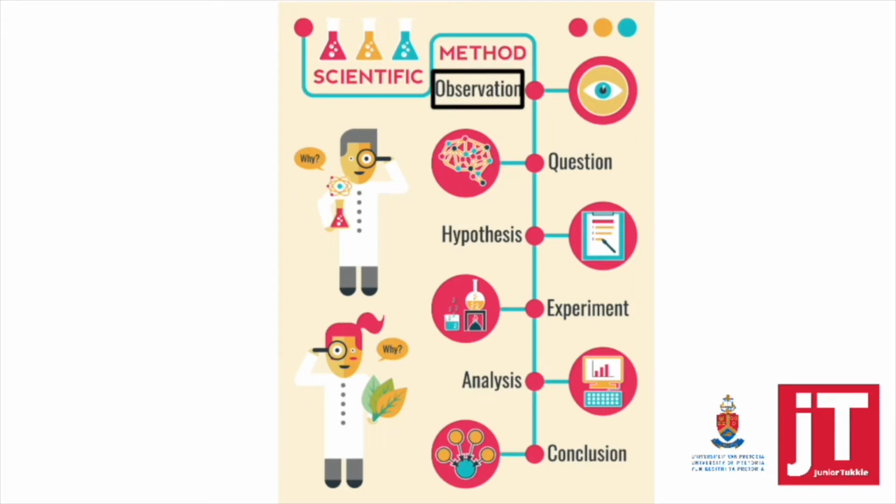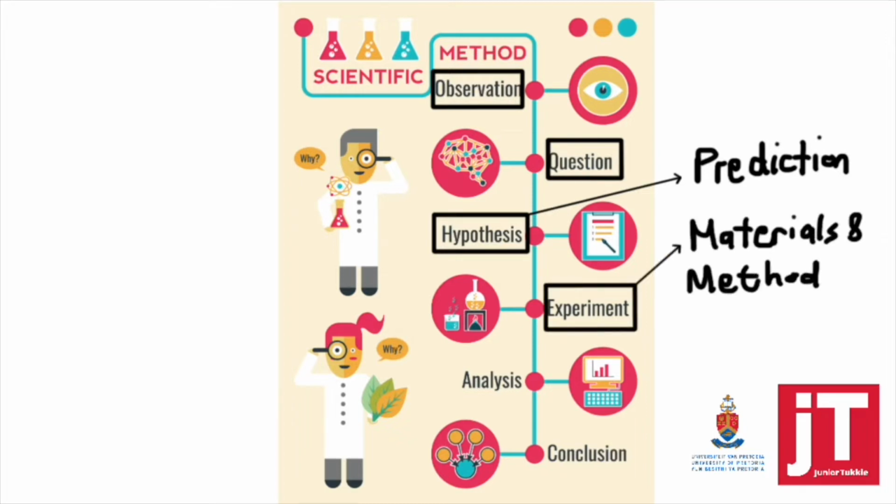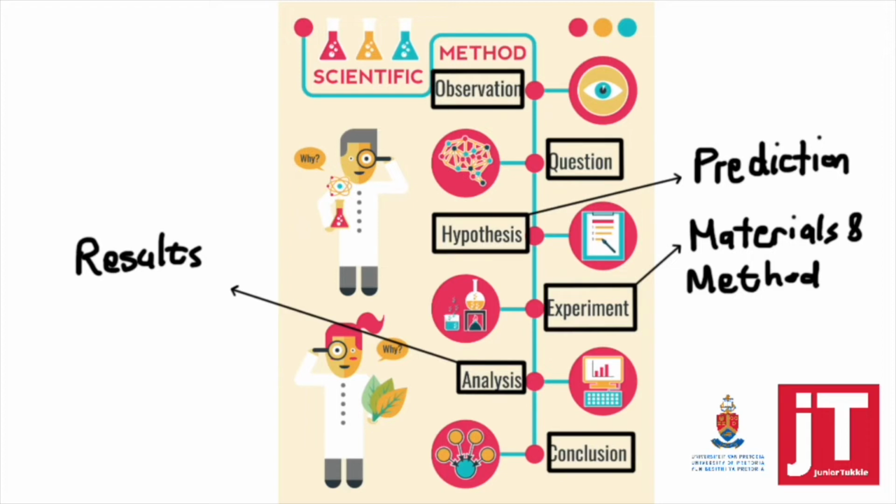So firstly, we will start with the observation. We will move over to our investigative question, our hypothesis, which is a prediction of what would happen or what we think the answer should be. Then we will move over to the experiment. This includes the materials and the method of my experiment. Analysis will refer to the results of my experiment. And then lastly, we have our conclusion. So let's see what we must do at each of these sections, or what exactly is expected from us.